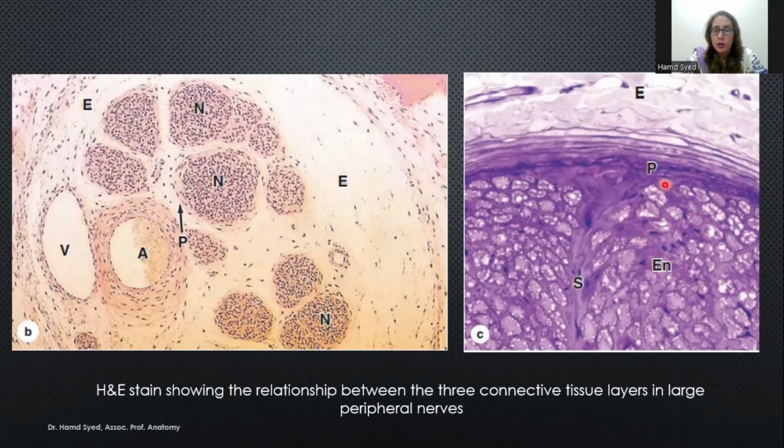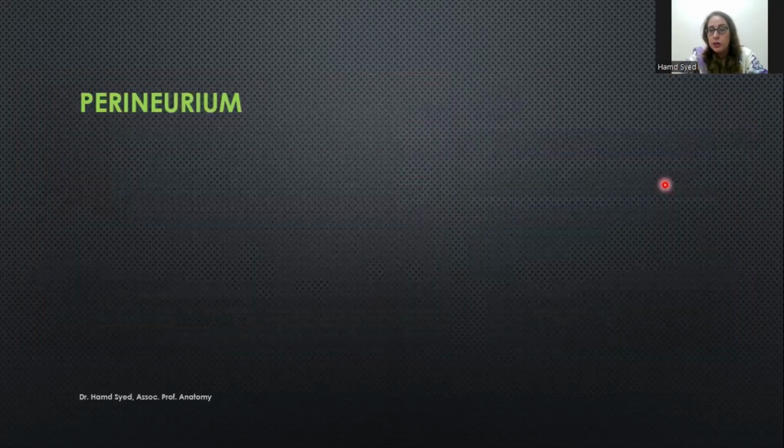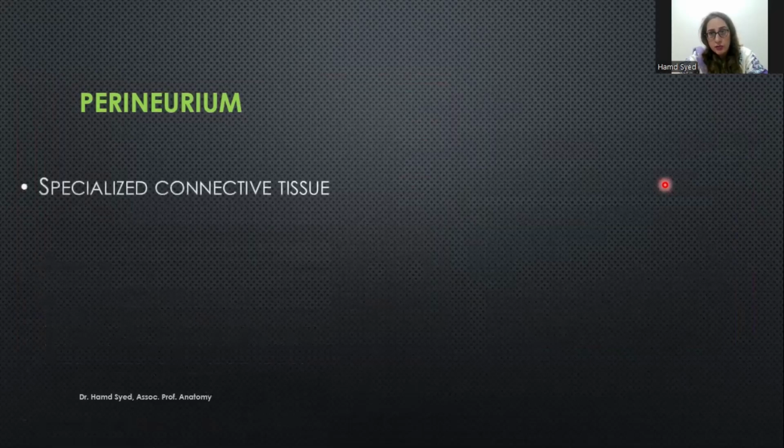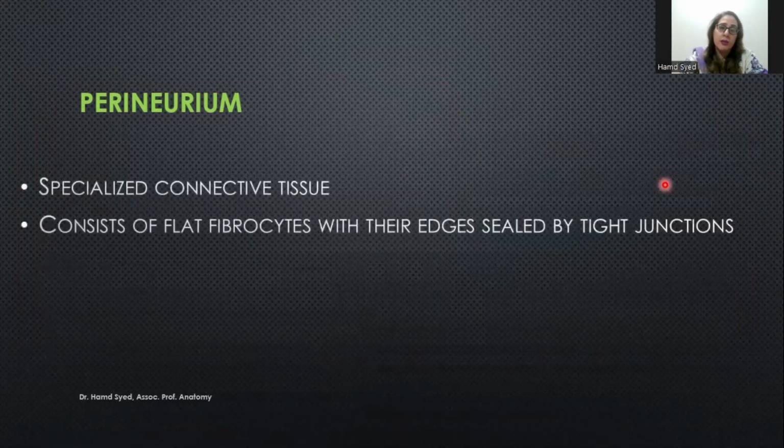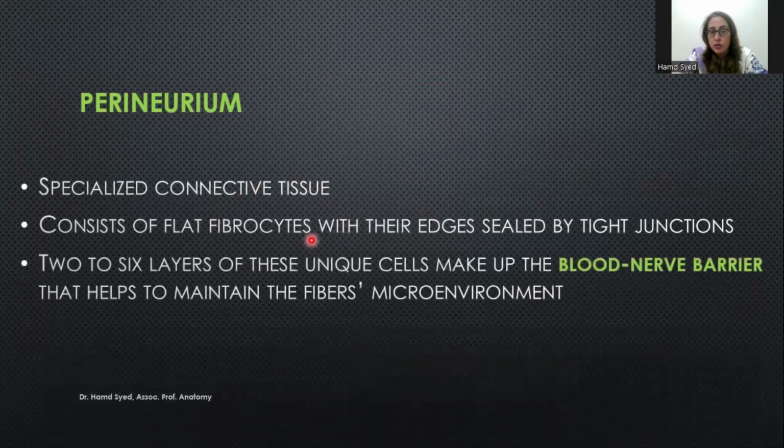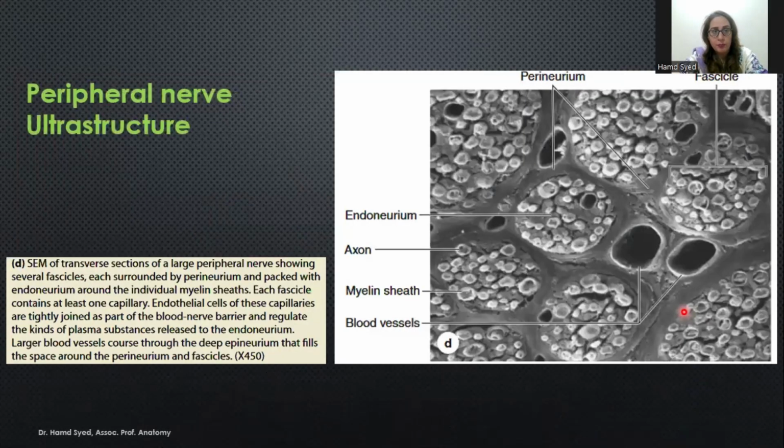Now let's move on and talk a little about the perineurium. The perineurium is a specialized connective tissue. Why is it specialized? Because it consists of flat fibrocytes with their edges tightly attached to one another by tight junctions, and several layers of these cells make up the blood-nerve barrier that helps to maintain the fiber's microenvironment. So this is a special function of the perineurium.